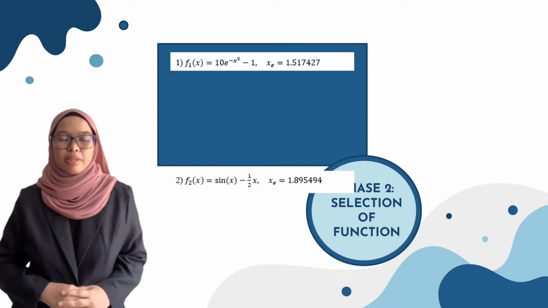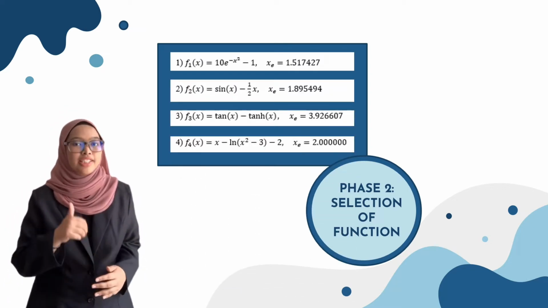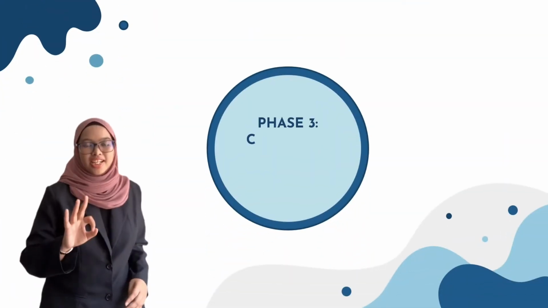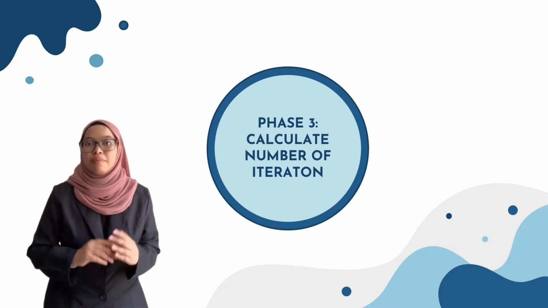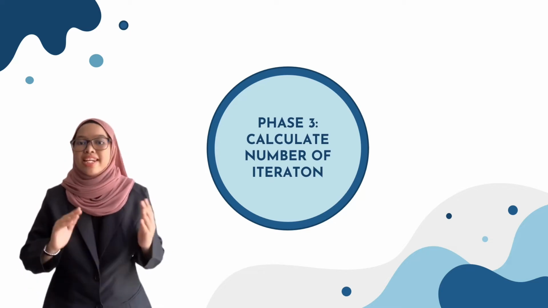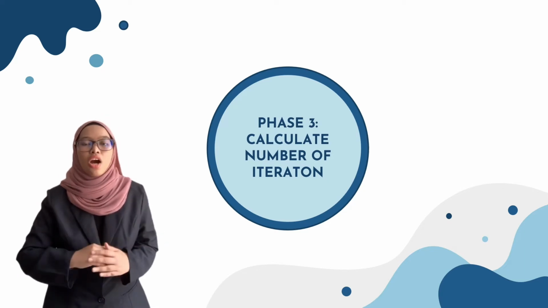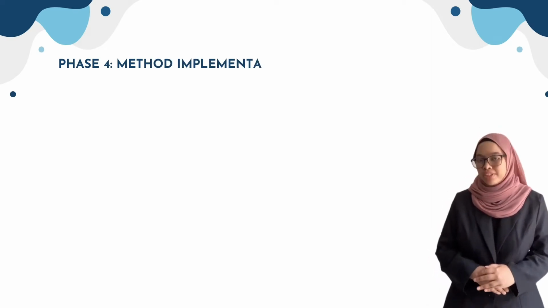The functions used, based on the paper by Ozia PCETL 2016, involve transcendental functions which are exponential, trigonometric, hyperbolic and logarithmic functions. Phase 3, calculate the number of iterations for each method. Each function f(x) will be evaluated with 2 starting values. The iterations of the function f(x) will terminate when the relative error is less than or equal to a specific tolerance. Phase 4, methods implementation in approximating water wavelength.